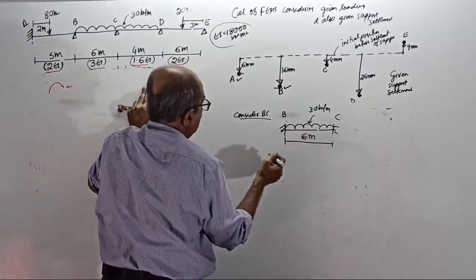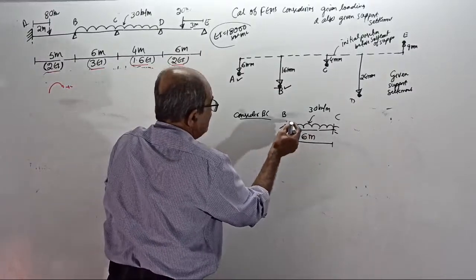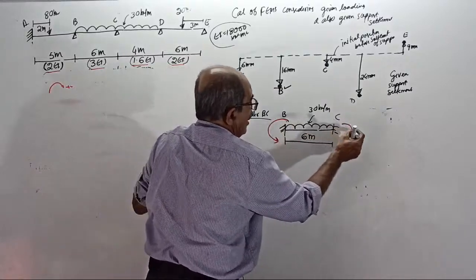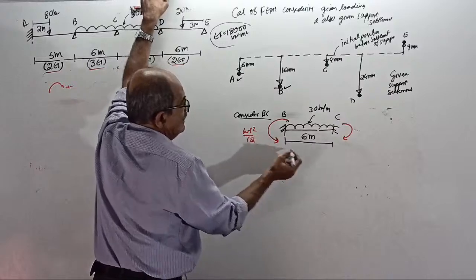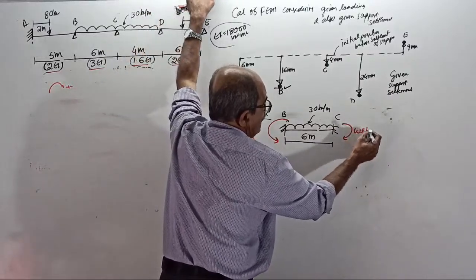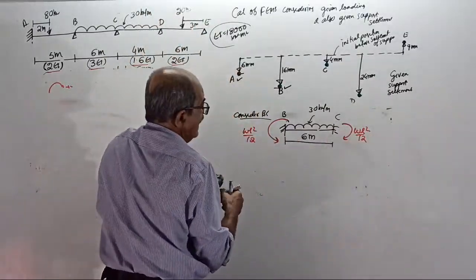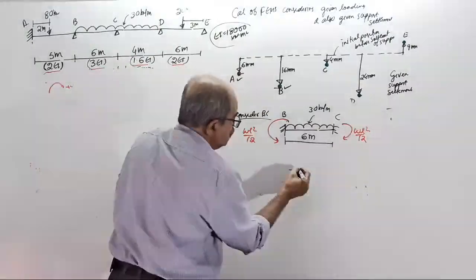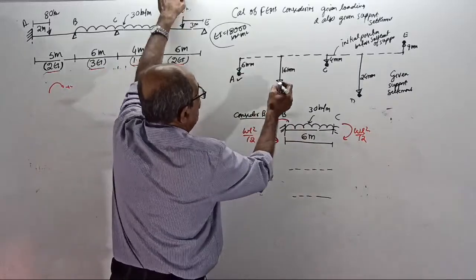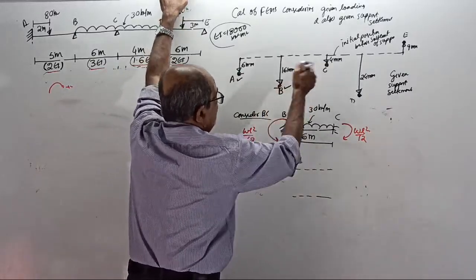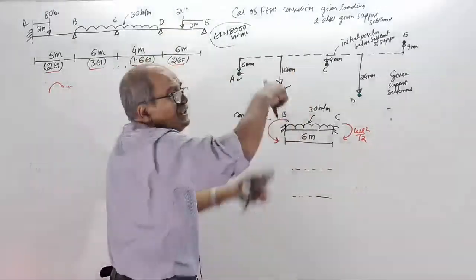Okay. Now, therefore, this is anti-clockwise, this is clockwise. Formula: WL square by 12. This also WL square by 12. This is due to loading. Then below, draw 2 parallel lines. Correctly see where is B and where is C. Tell me which support is below.